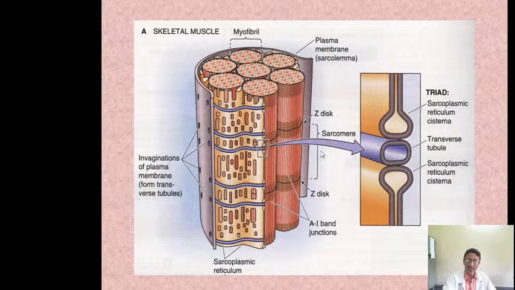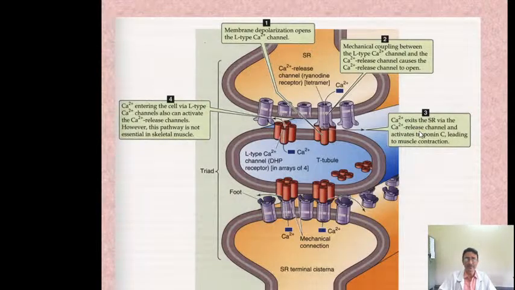This is the transverse tubule, so it is traveling across the myofibril. This is the T tubule. Here is the sarcoplasmic reticulum binding on both sides of it. It constitutes the triad in a skeletal muscle. So the same diagram is being explained here.